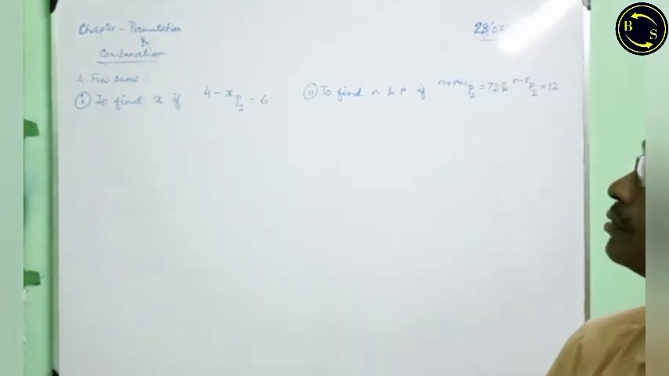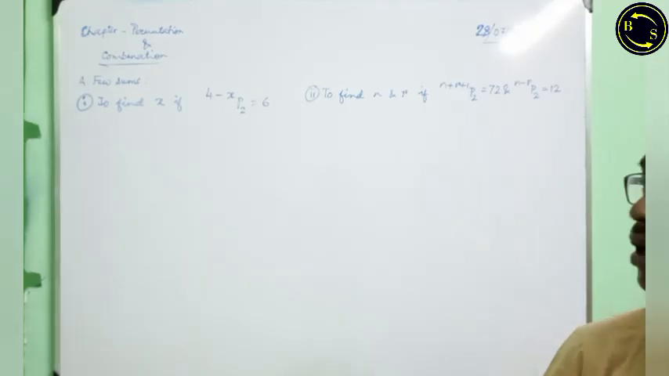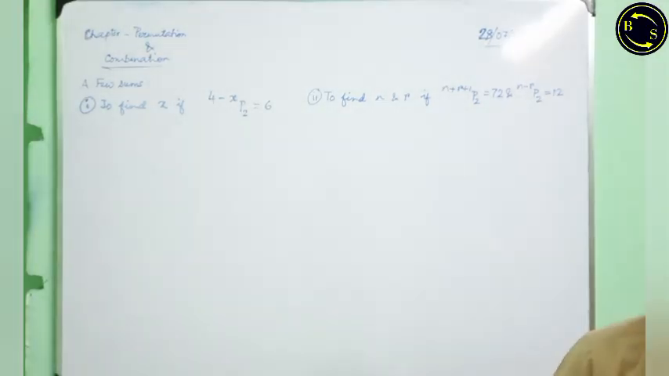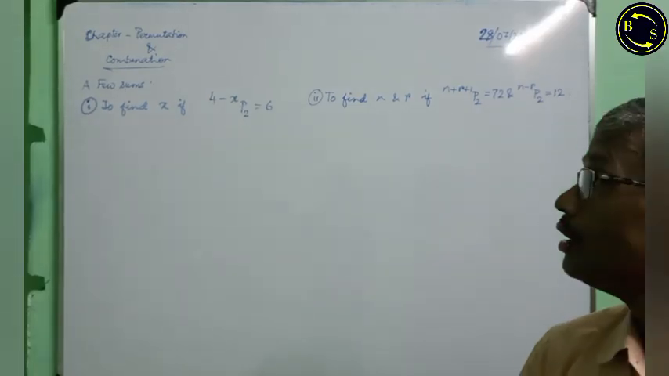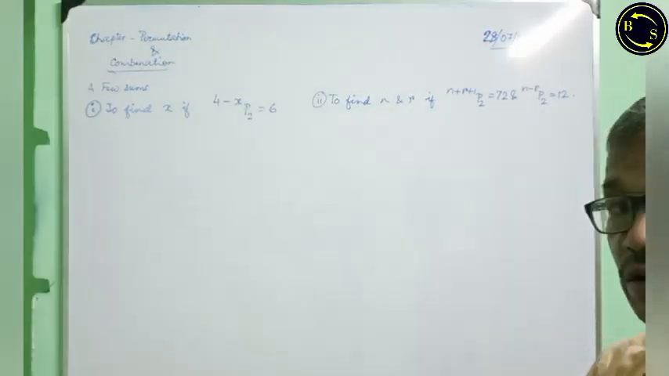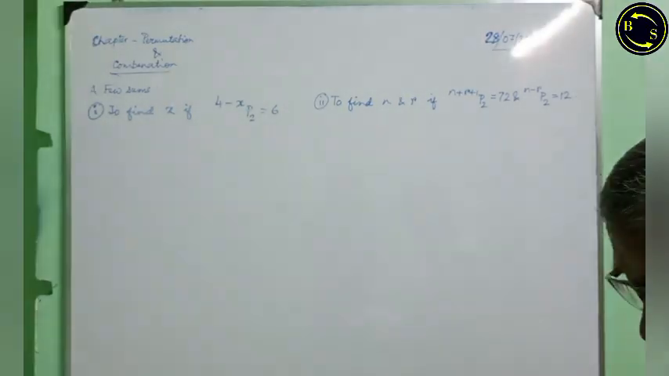Today, the continuation class of the chapter Permutation and Combination. In this episode, first I will work out a few sums. Then I shall discuss a few theories and continue. Okay. First of all, these two sums.